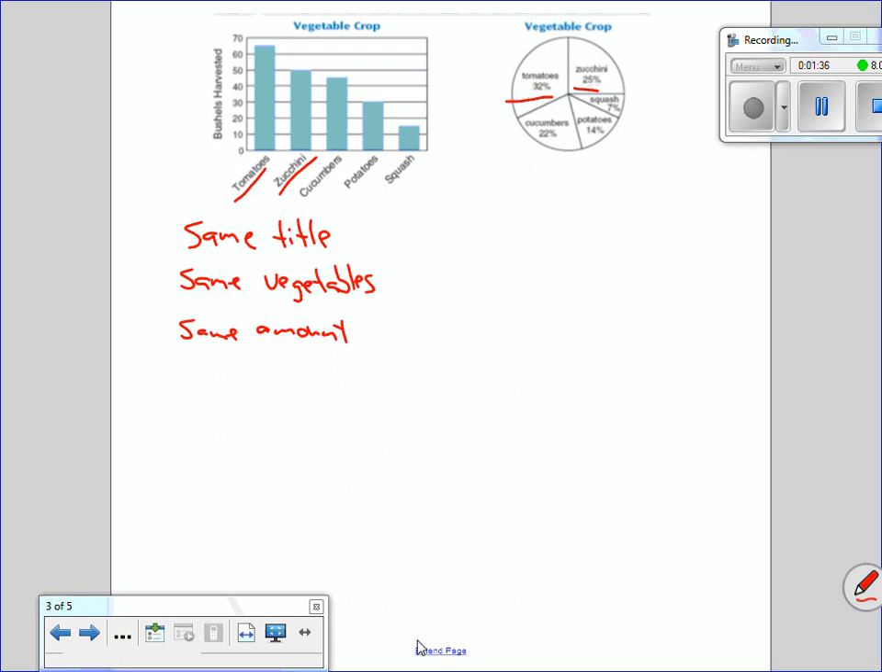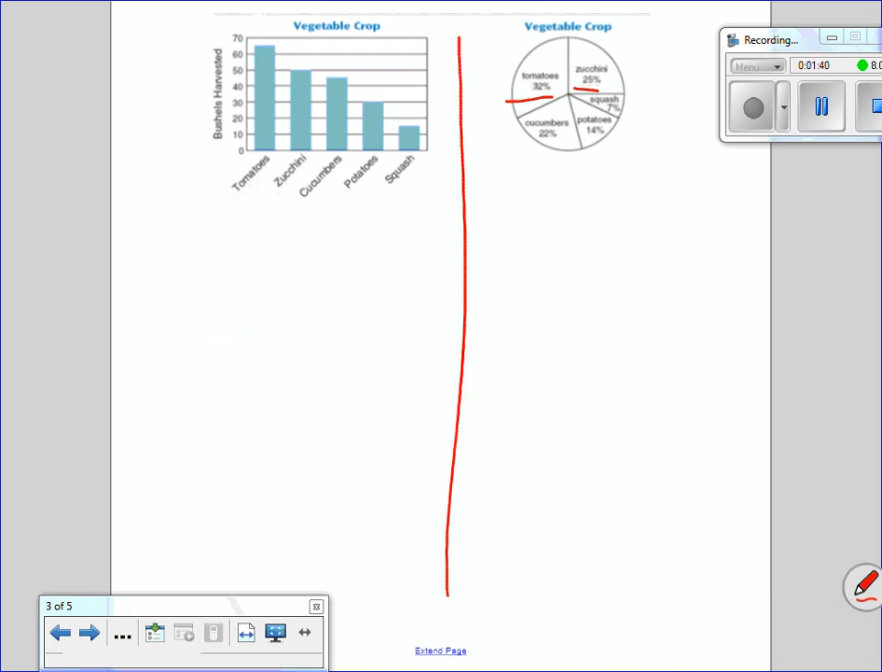Here's some ways that they are different, okay? I'm going to go ahead and draw a line here so we know why they are different. And this is kind of important. A bar graph gives the amount, okay? It gives the number amount. I'm just going to hashtag, okay?